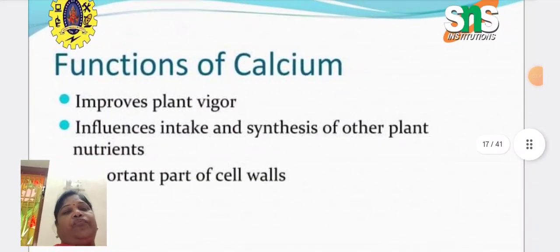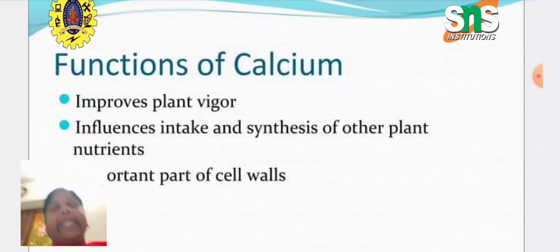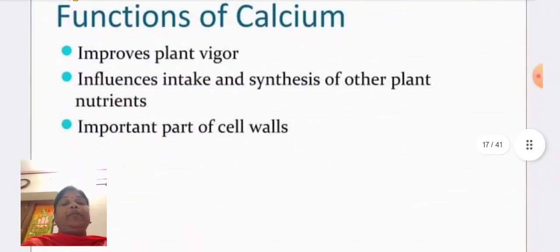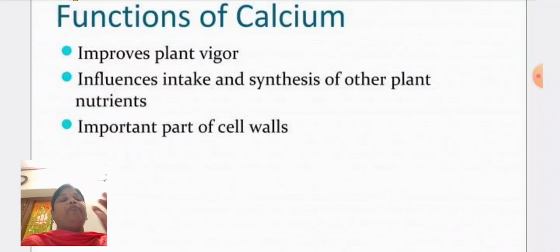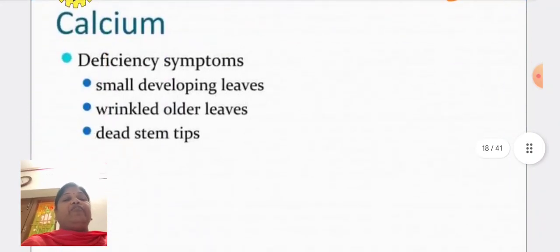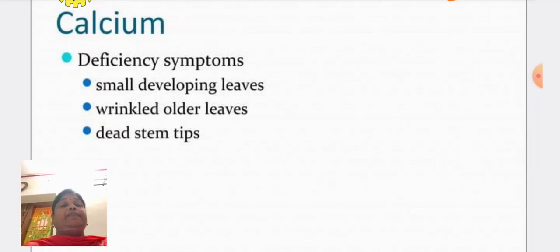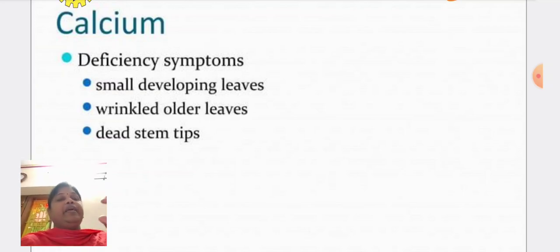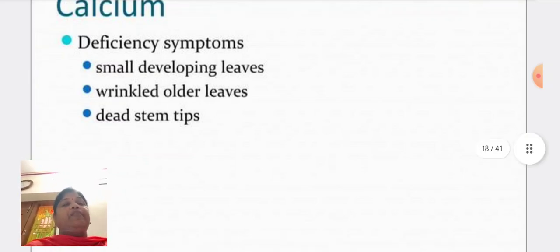Next is the functions of calcium. Calcium is a secondary nutrient. It is very important for the plant, and it also influences the intake and synthesis of other plant nutrients. It is an important part of the cell wall, so calcium is involved in the cell wall. Calcium deficiency symptoms: small developing leaves, wrinkled older leaves, and dead stripes are formed. These are the main deficiency symptoms of calcium.